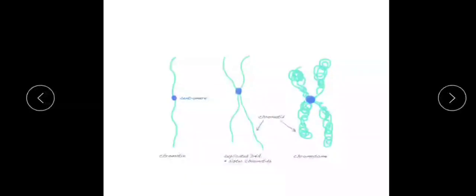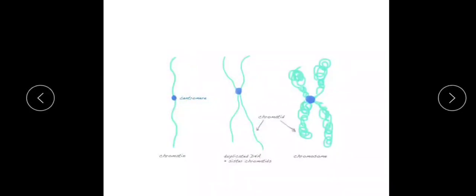Inside the cell, DNA is not free, but it is complexed with several of the proteins to form the structure chromatin. And at the time of cell division, the chromatin becomes condensed into chromosome. So when the cell is not dividing, that is when the cell is at the interphase stage, then we can see the chromatin form.